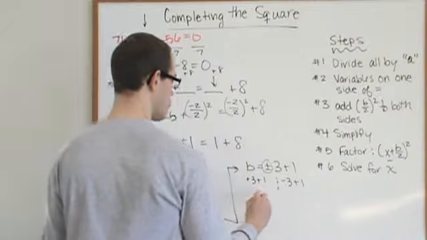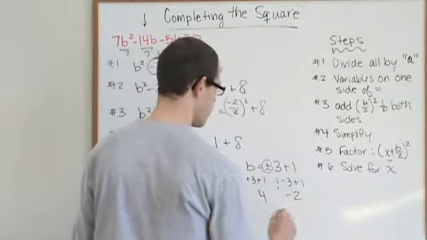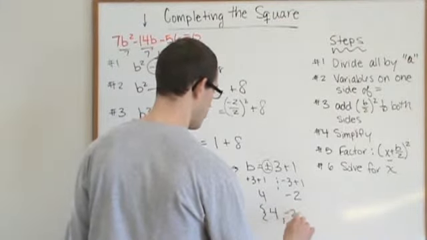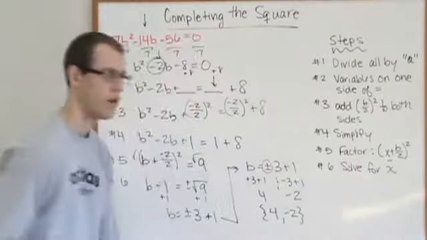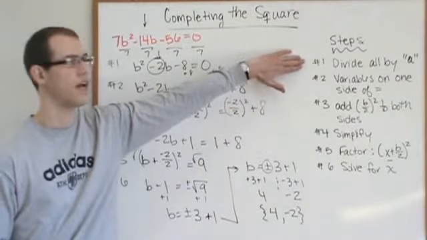So, plus 3 plus 1, that's 4. Negative 3 plus 1, that's negative 2. So the answers are 4, comma, negative 2. And that's working with completing the square with a different value for a.